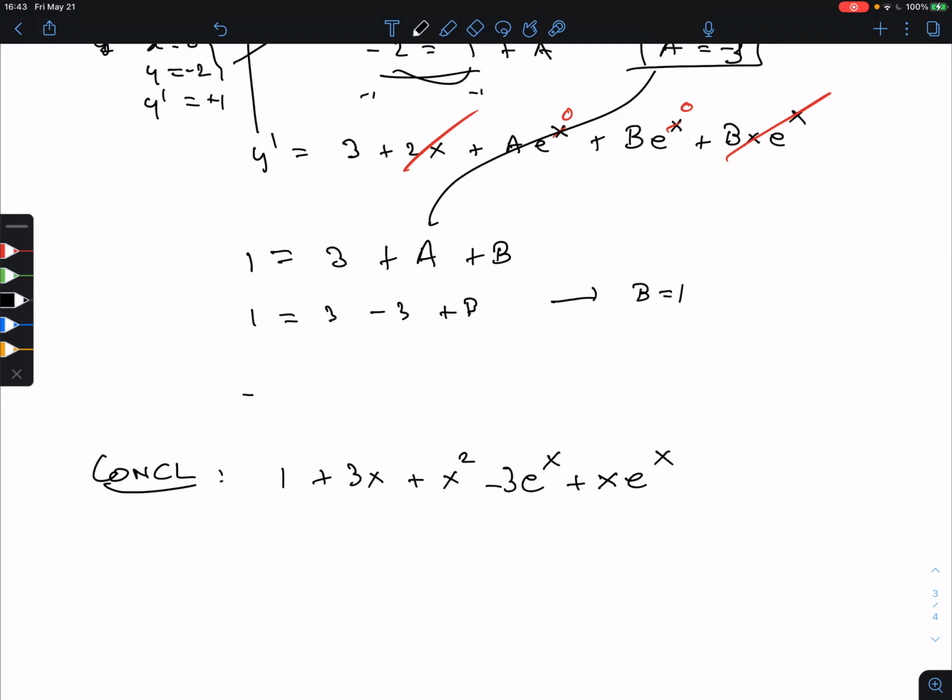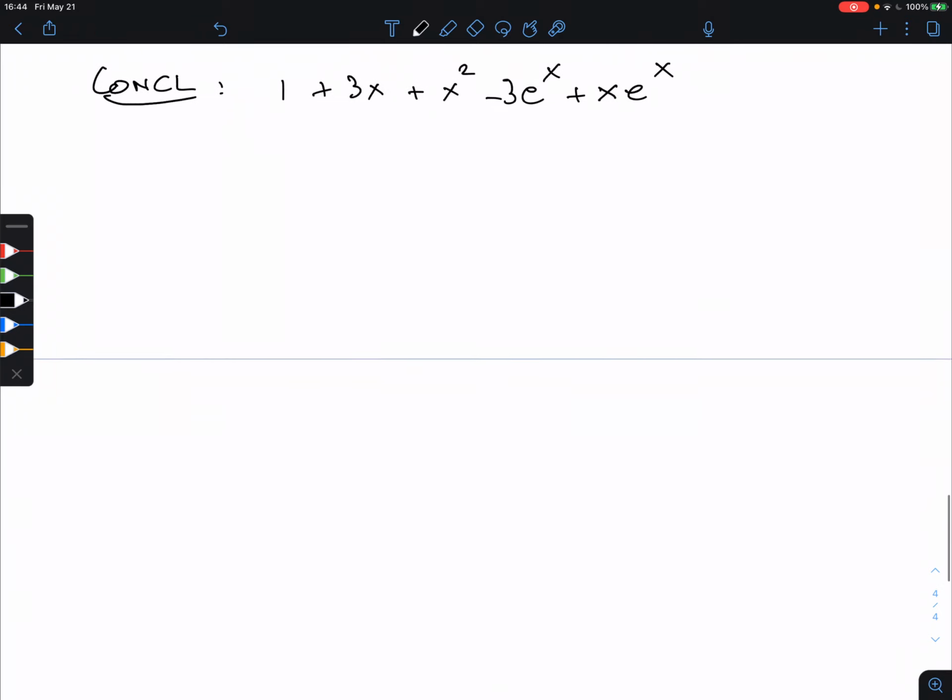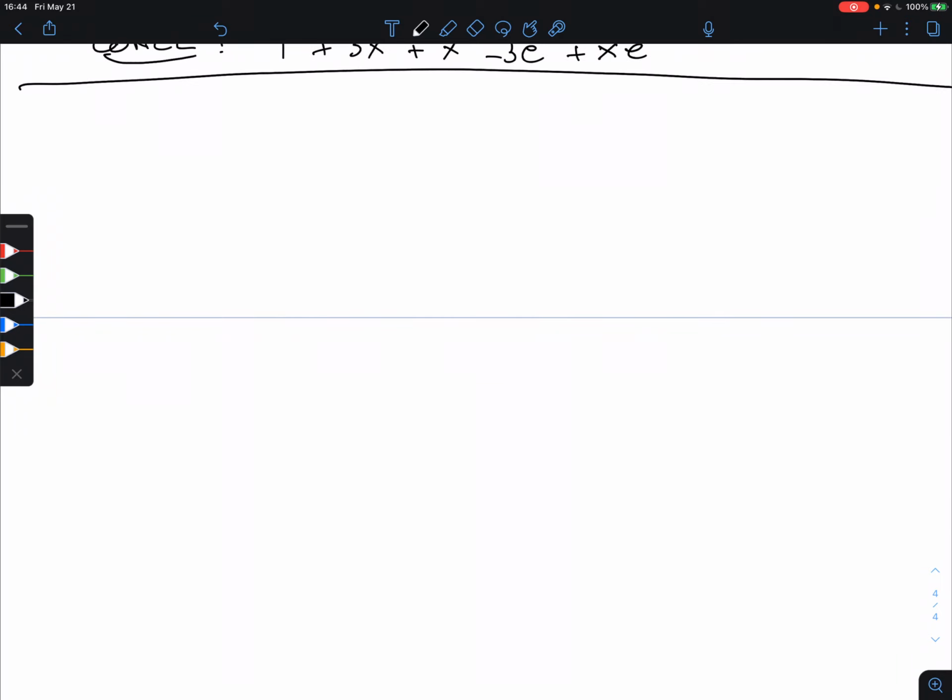I'm not going to do more examples because it's not really helping that much yet, because we don't have general methods to find solutions yet. So I'm going to finish with one more result, and this is called the principle of superposition.